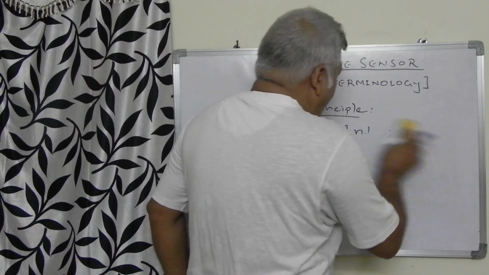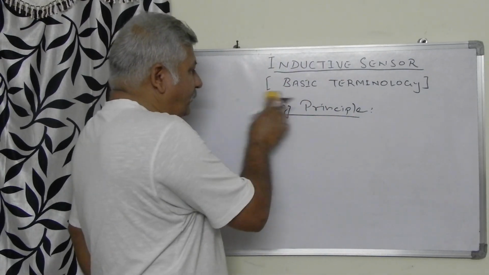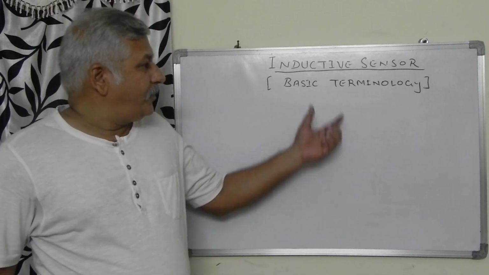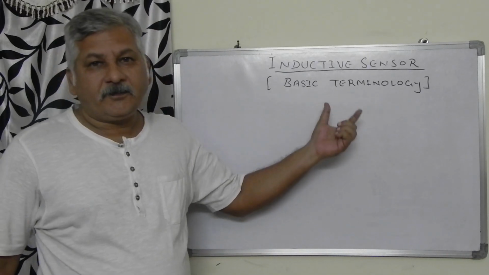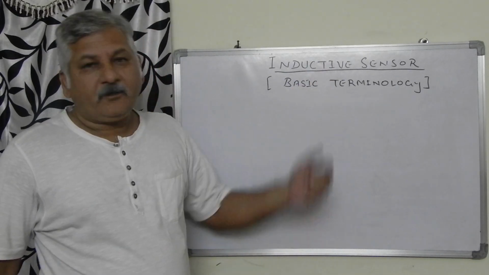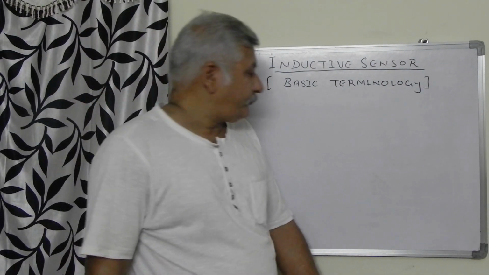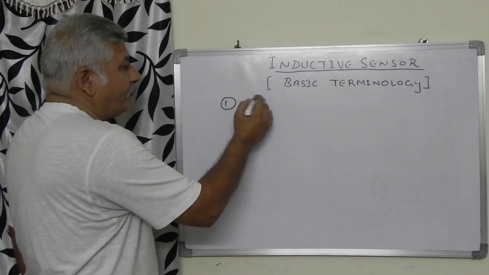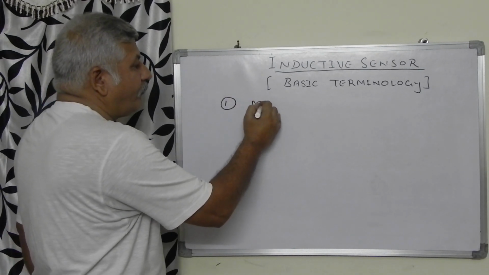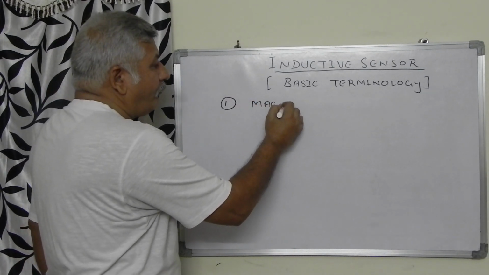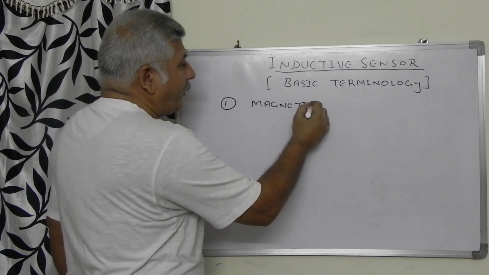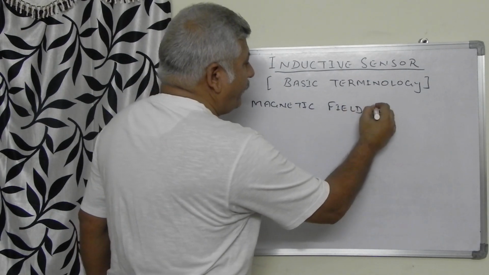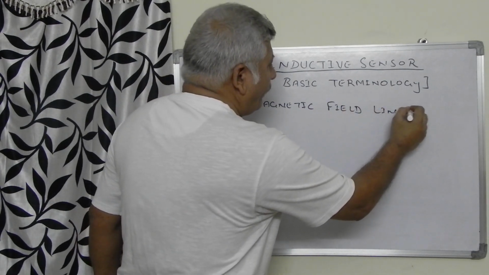So we will discuss about these things in next lecture, but in today's lecture we will discuss some of the basic terminologies which we use during inductive sensor. Now, first thing is magnetic field lines.